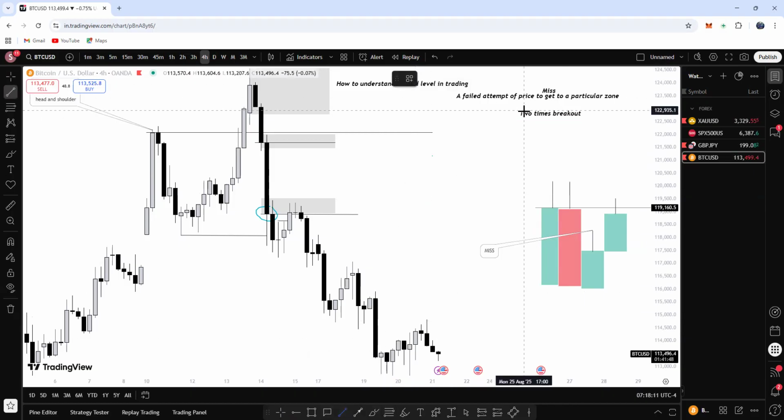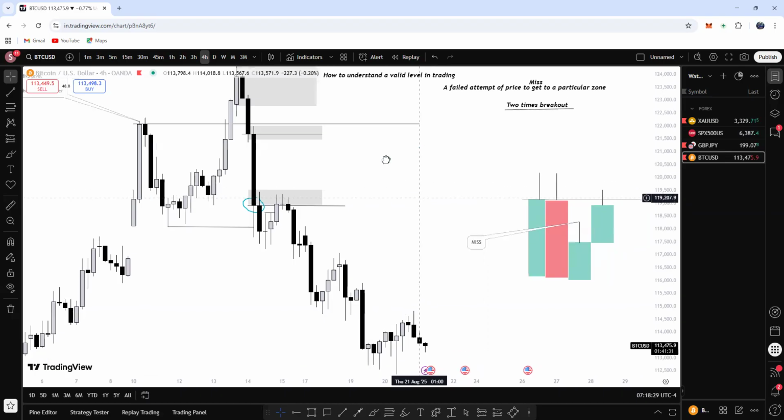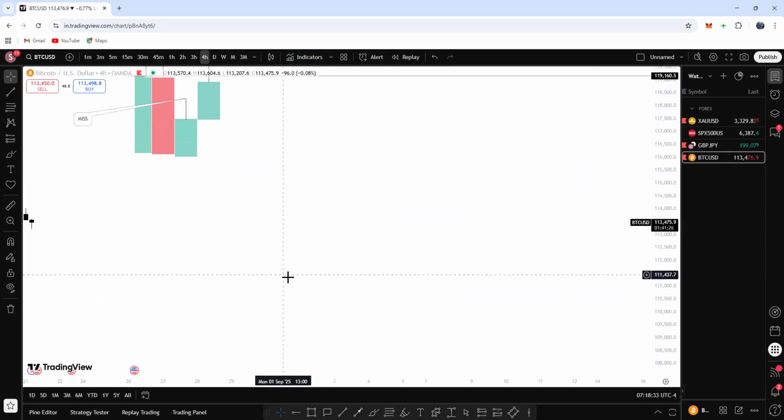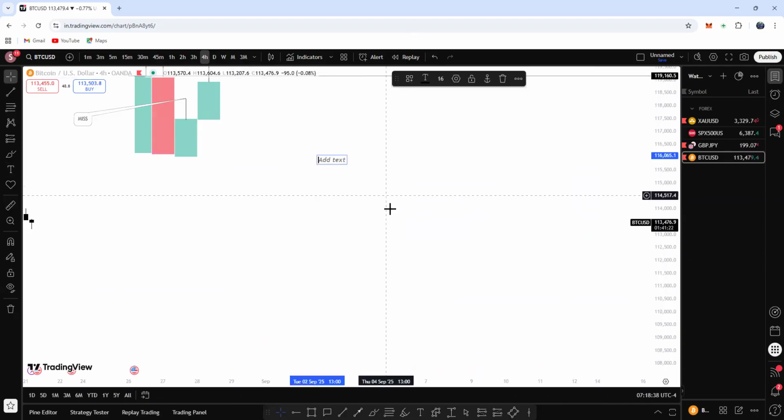This is the first. Then the second is 2 times breakout, but that one is lower time frame. So which time frame will you now go to? Let me list out your time frame alignments for you. Each higher time frame has its own lower time frame.